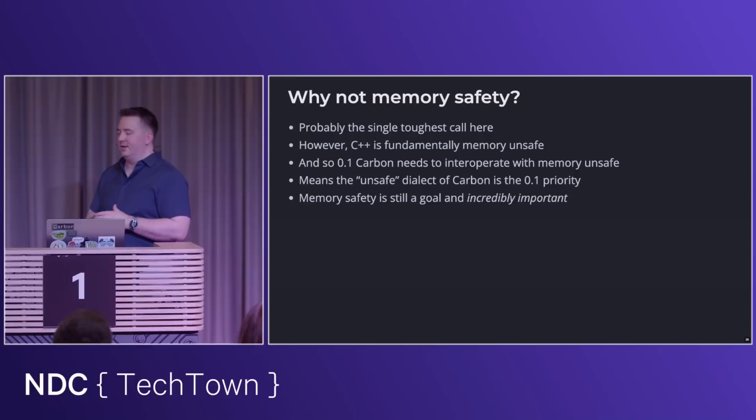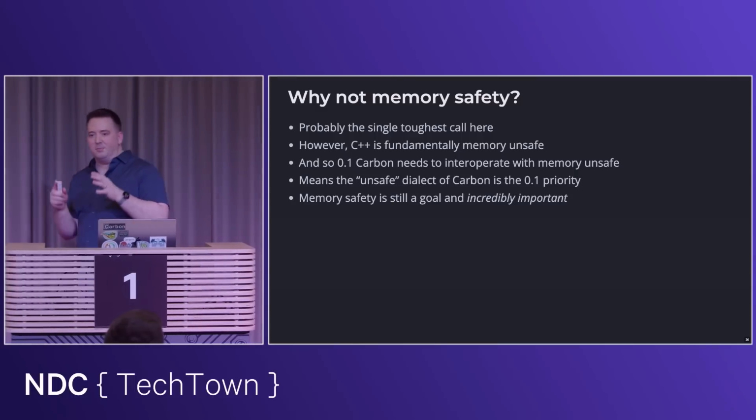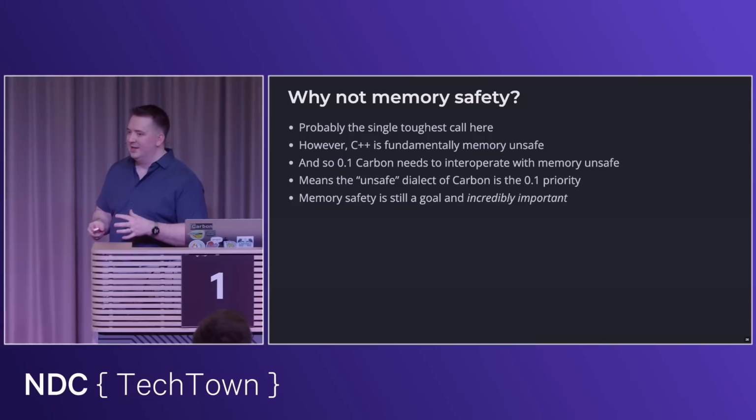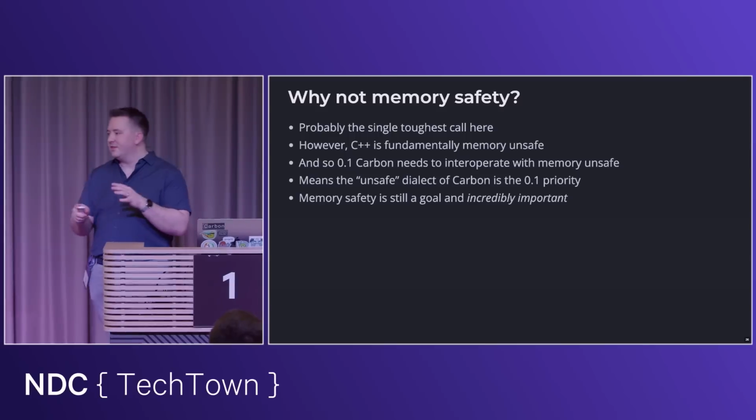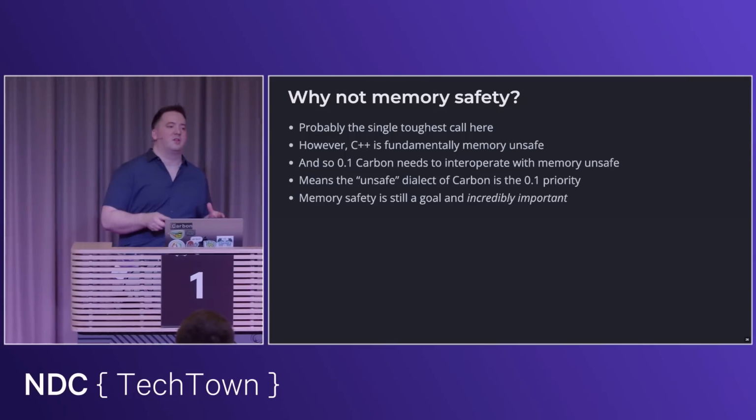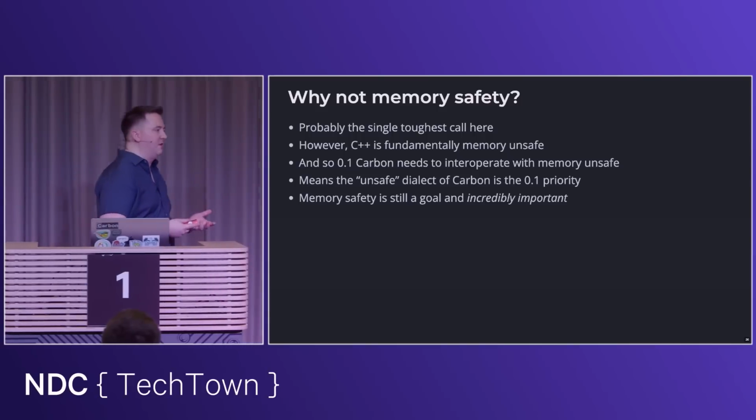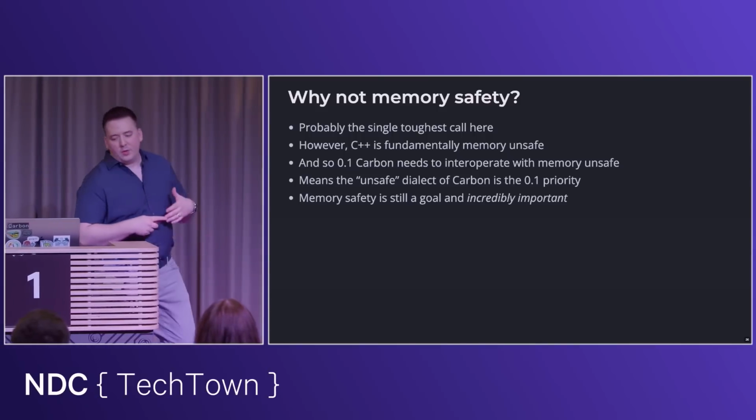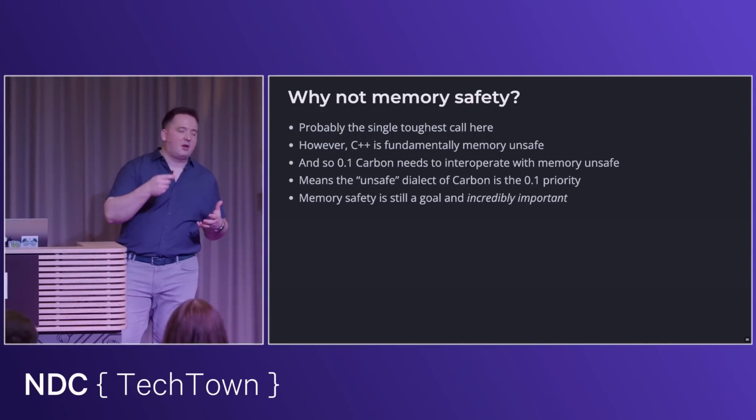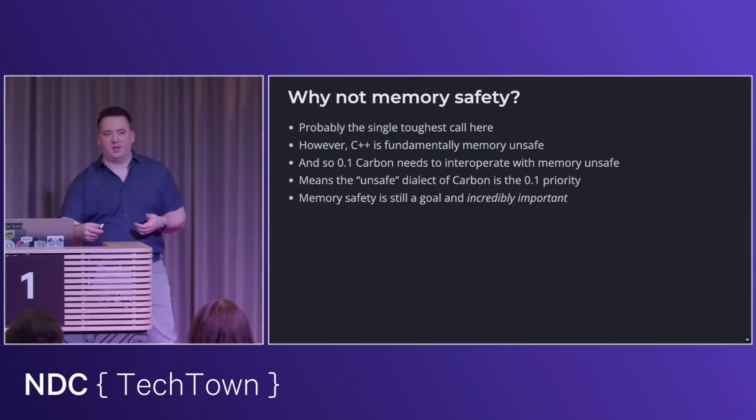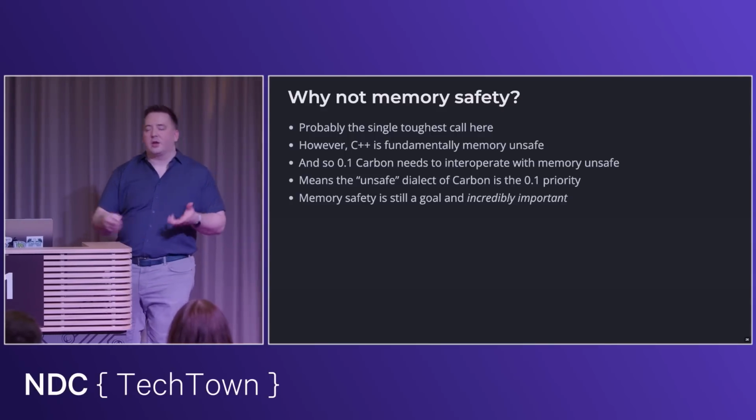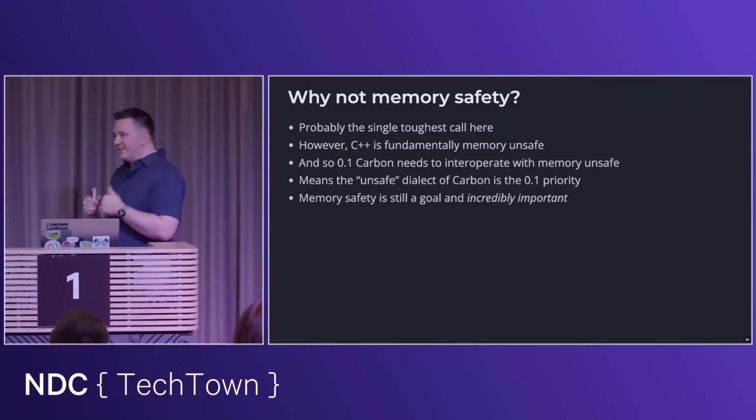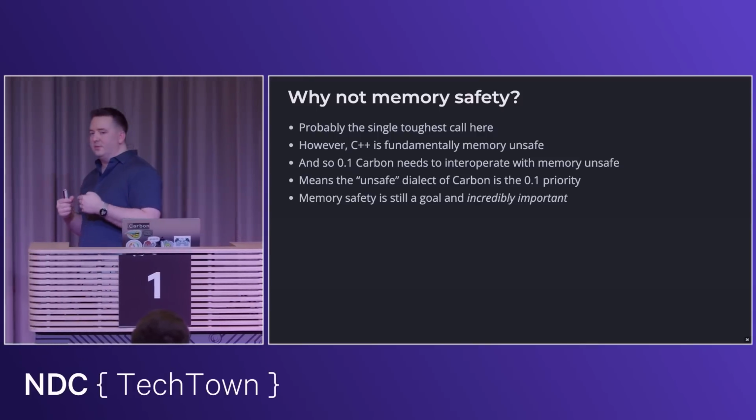Very fundamentally, C++ is memory unsafe. It is fundamentally a memory unsafe language, and there's no way around that. And it's not going to become memory safe. There is no credible, realistic path to C++ becoming memory safe in the future. And so the fundamental reality is that any Carbon interop with C++ is going to be interoperating with an unsafe language, and the Carbon code on the Carbon side of that interop is itself going to be unsafe.